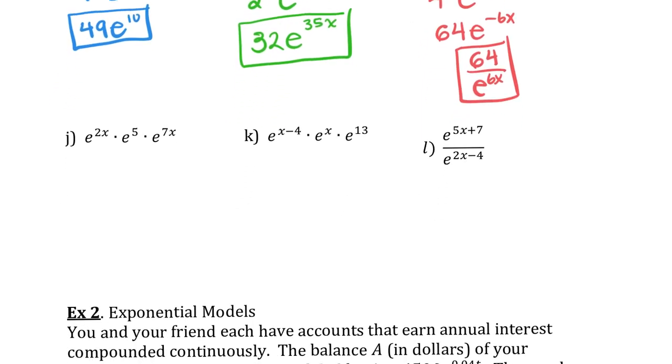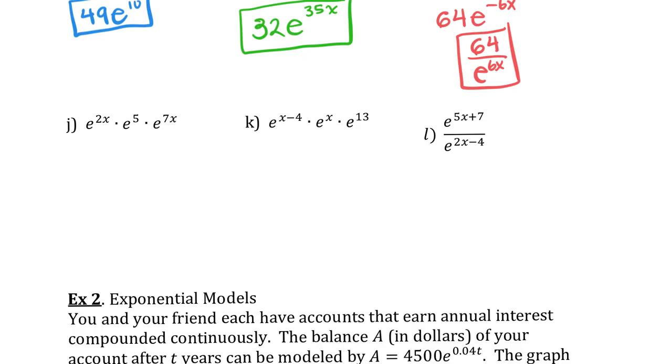Okay, the next one, same rules. They just look a little bit weird. So these all have a base of e, which is great. Okay, I'm going to add up all the exponents. So 2x plus 5 plus 7x.